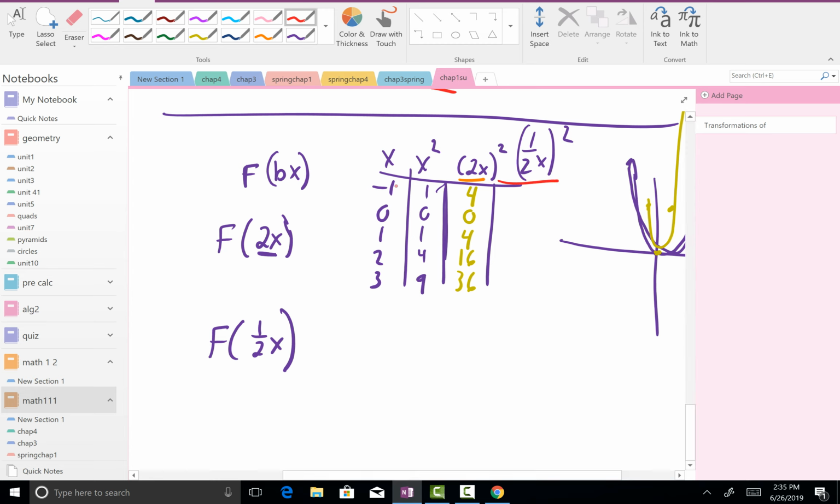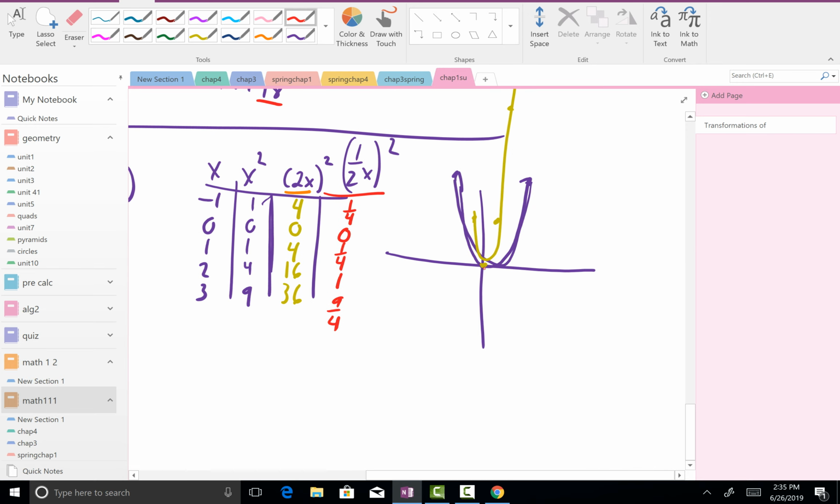Let's see what happens. So -1, right? So I'm going to take -1 times 1/2. -1/2 squared, that's going to be 1/4. Okay, 0 is 0. 2 times 1/2 is 1. 1 squared, that's 1. 3 times 1/2 is 3/2 squared is 9/4. So when I do this one, I got -1 and 1/4, so that's kind of small.